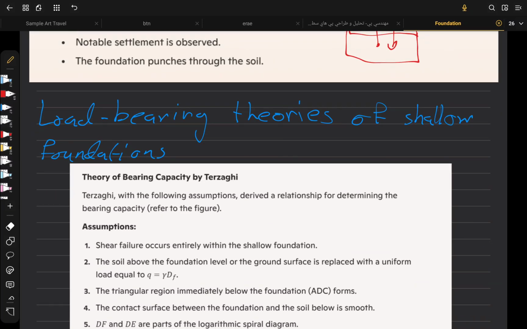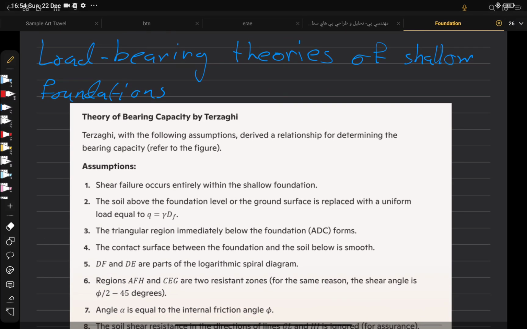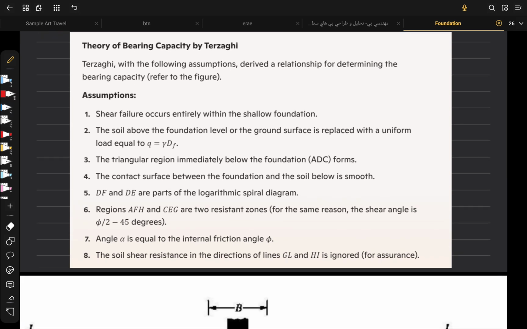Load bearing theories of shallow foundations. We have some theories for determining the load bearing of shallow foundations. The first one we are going to learn is the theory of bearing capacity by Terzaghi. Terzaghi, with the following assumptions, derived a relation for determining the bearing capacity, referred to in the figure. As I said, these are theoretical. You need them at the university, but I tell you a little about them so you can create a good foundation in our SAFE software. Okay.